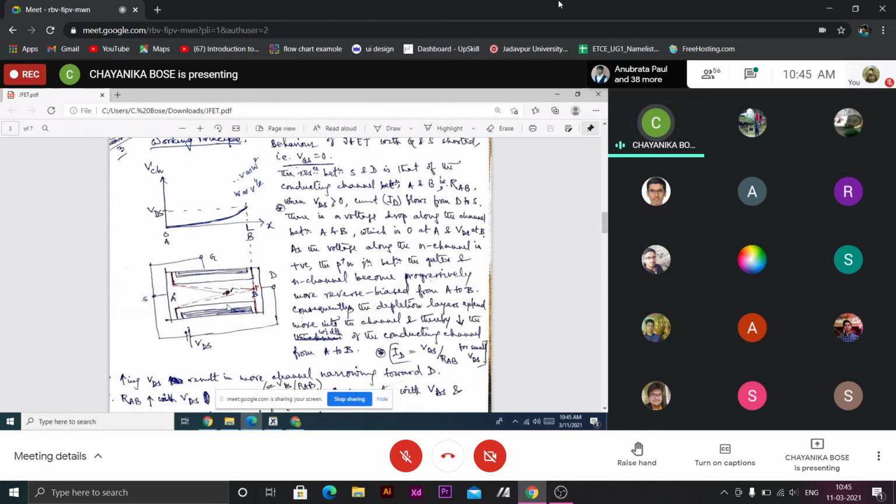And the extra drain voltage, 10 minus 5, so the extra 5 volt will drop across this region. This region is now a depletion region, a highly resistive region. So the extra drain voltage will drop across this depletion region.